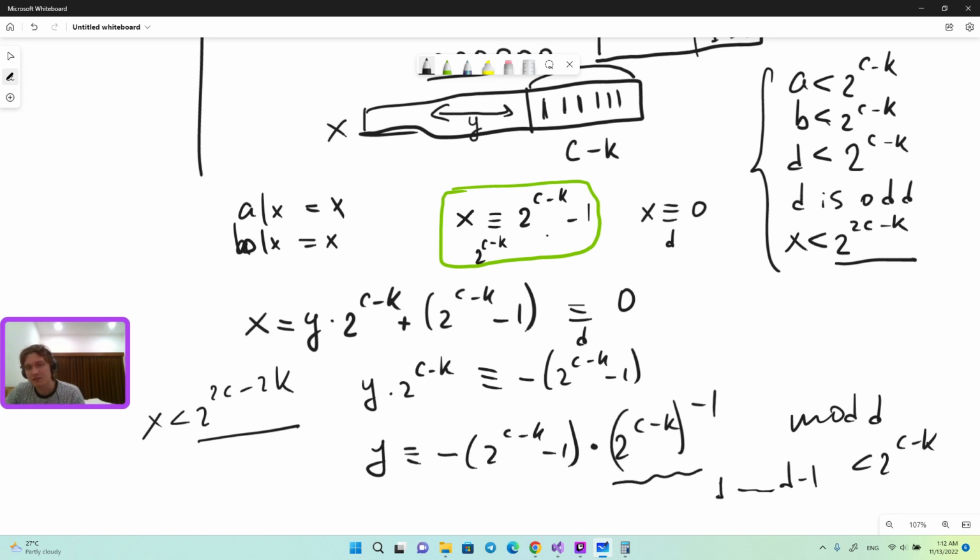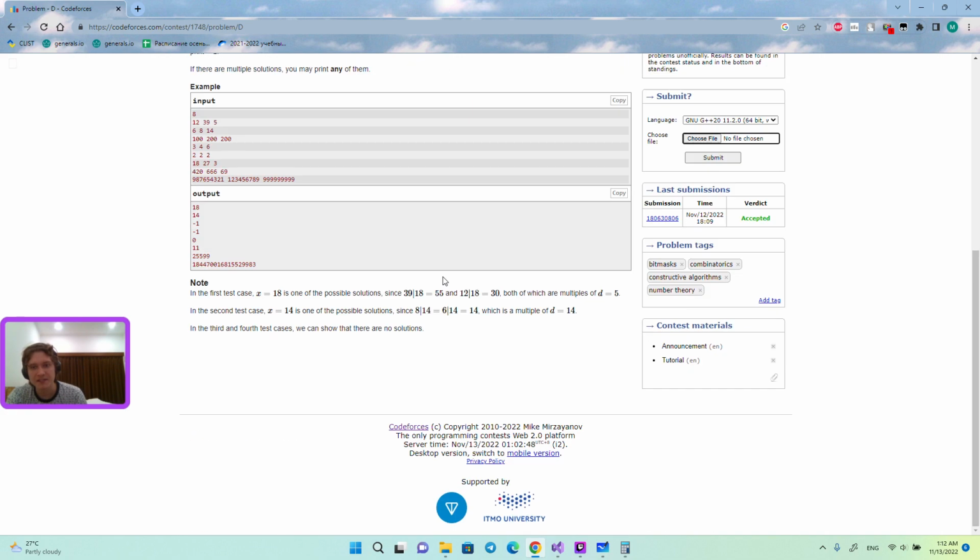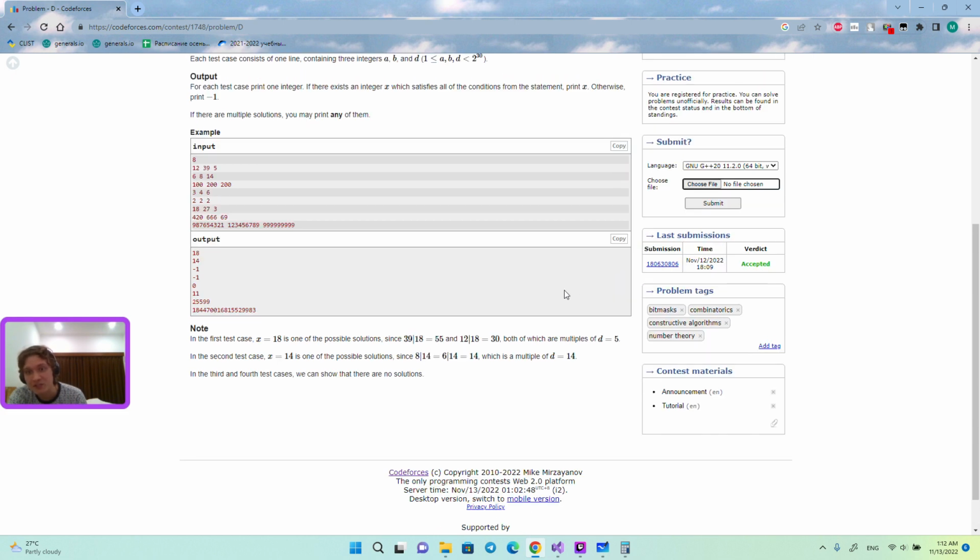So this is found with extended Euclid's algorithm, and you find this product and find the needed remainder y, and then you find x, and you're happy because you can solve this mathematics problem, number theory problem, constructive algorithms problem, bit masks problem, and combinatorics problem.